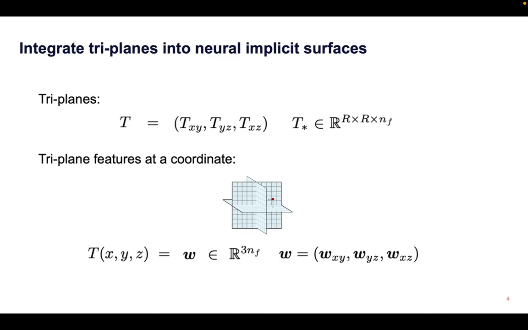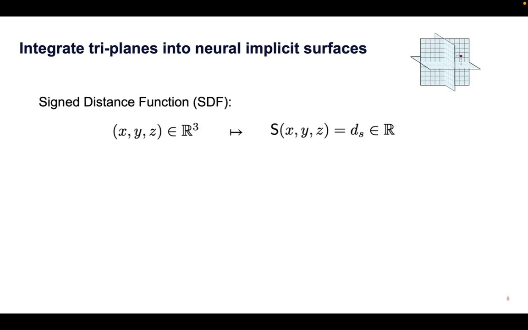A triplet is a grid-based 3D structure, which is composed of three learnable feature planes. These planes are orthogonal to each other. To extract a feature at a 3D coordinate, we project it onto each of the three planes, interpolate its nearby feature vectors, and concatenate them.